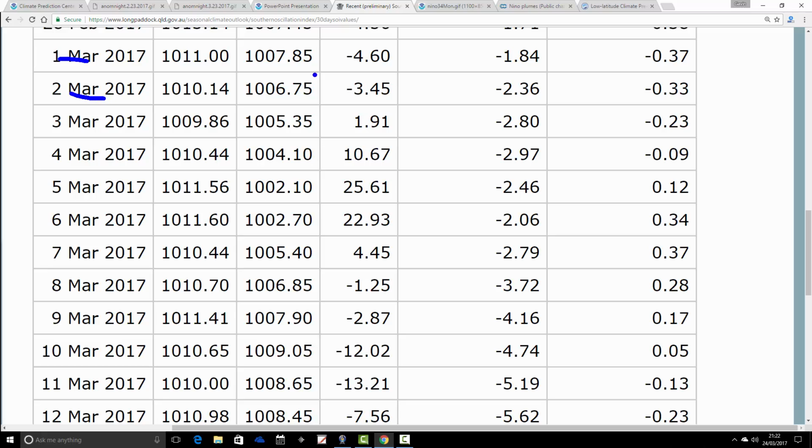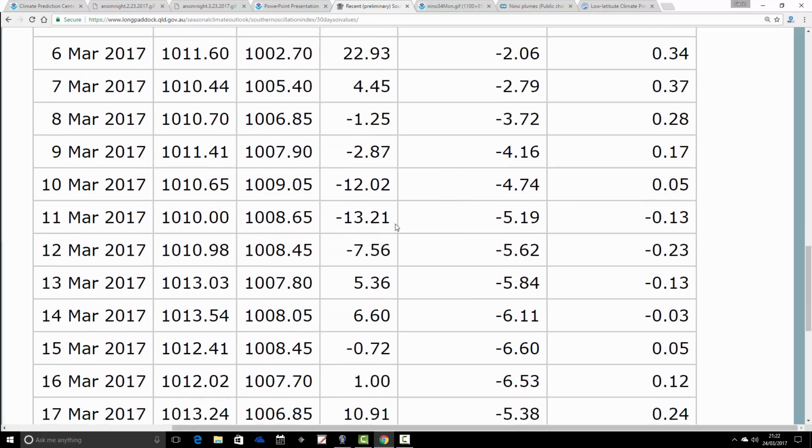Now, at the start of March, we did have a couple of days of negative numbers. The first and second was down to -4 and -3 with the SOI. So that's reflective of a weak El Nino setup. But look what happens as we go further down. On the 4th of March, the SOI is at +10. The 5th of March, the SOI is at +25. The 6th of March, the SOI is up +22. Those days are reflective of a La Nina, a cold event type setup in the Southern Ocean.